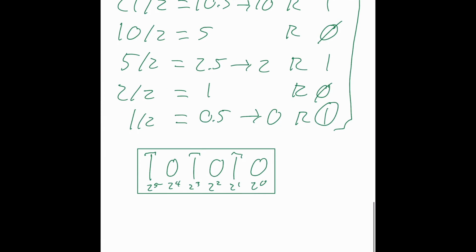So if we take them and we add them together, 2 to the first power is 2, 2 to the third power is 8, and 2 to the fifth power is 32. And if you add those three together, you end up with 42, so the binary number was correct.